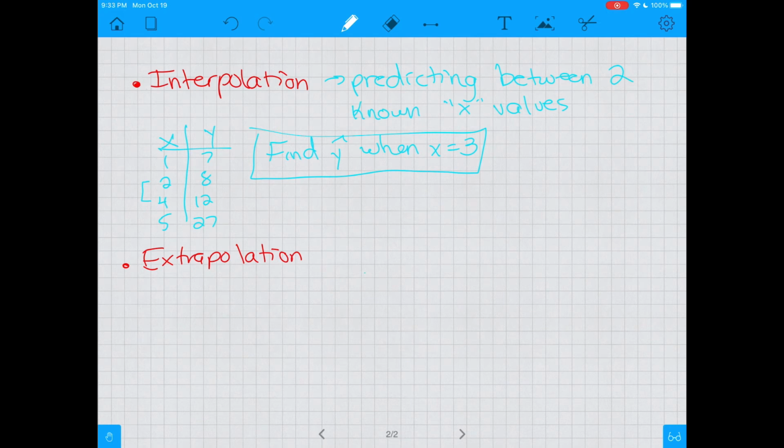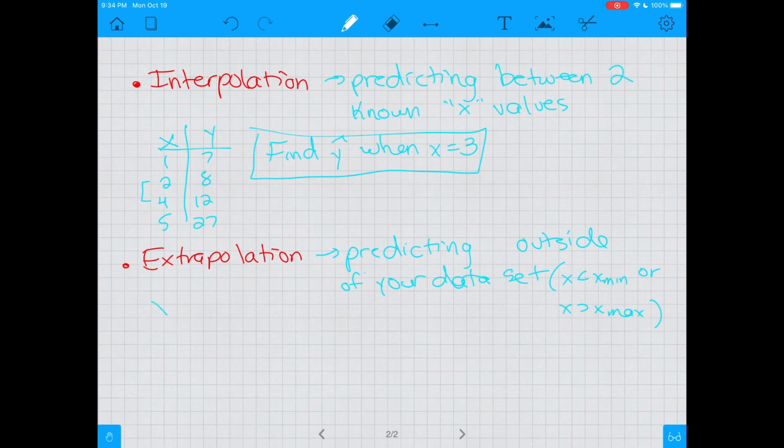Extrapolation, on the other hand, is predicting, or trying to make a prediction, outside of your data set. Meaning less than your minimum or greater than your maximum x value, right? So either less than your minimum or greater than your maximum. These are just vocabulary terms.